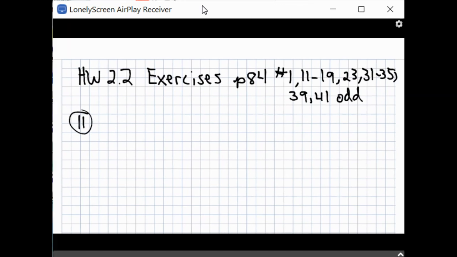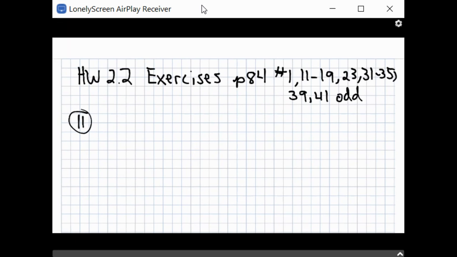You can see that the exercises are going to be at page 84: 11 through 19, 23, 31 through 35, 39, and 41 odd. And again, make sure in your homework that you are noting this section, exercises, with that page number and with the problem set clearly included. All right, let's go ahead and take a look at number 11. I'm going to be doing, for this video, 11, 13, 17, 23, 31, and 35.